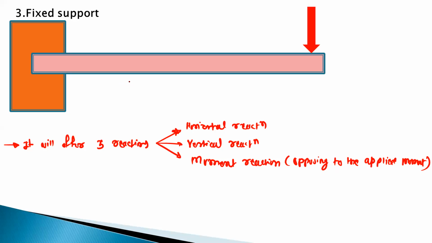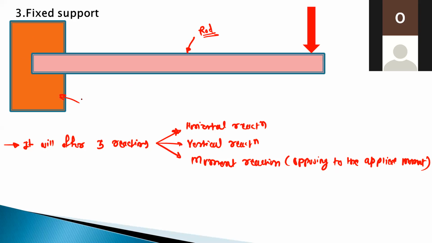Now, how these reactions are offered by the fixed support, you can see here. So this is the rod. It is fixed in the wall. So you can see this is the wall. And if I apply any force at this free end of that rod, then there will not be any motion if this is a fixed support. So this is called a fixed support. Okay. So what is the meaning of there will not be any motion or movement?